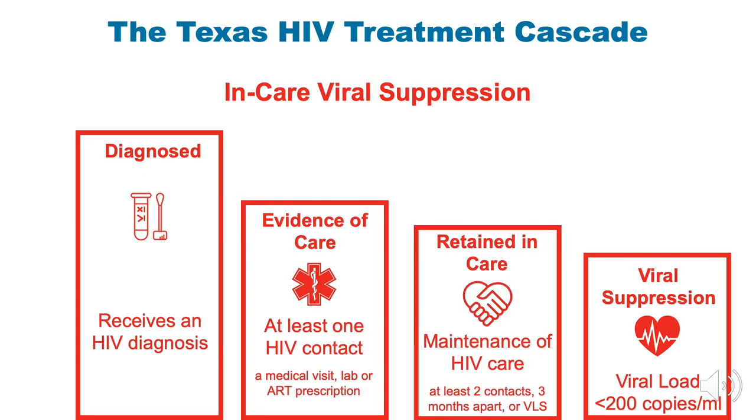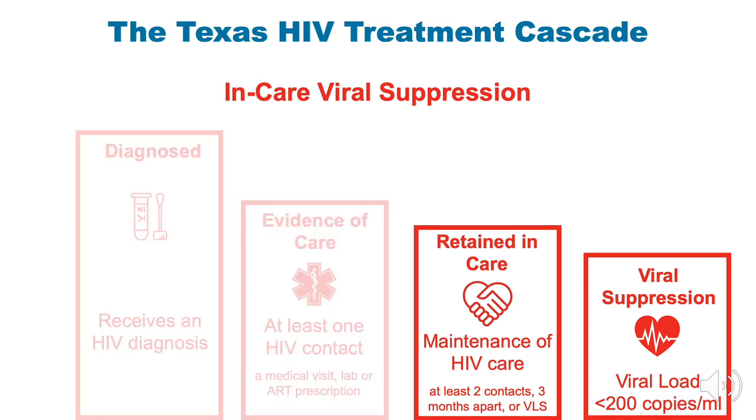We also want to monitor in-care viral suppression. Instead of looking at everyone with a diagnosis, we're only going to look at people who are retained in care. We'll start with all those folks who have been regularly engaged with the HIV care system, and we'll look to see how many of them have been able to achieve viral suppression. This lets us look more closely at our systems of care to see how effective they are in creating the opportunities people need to achieve viral suppression.